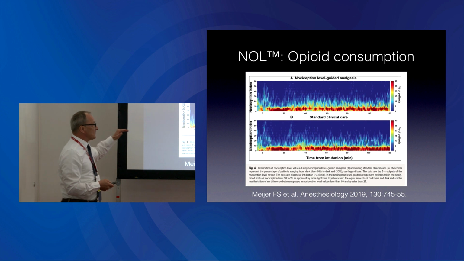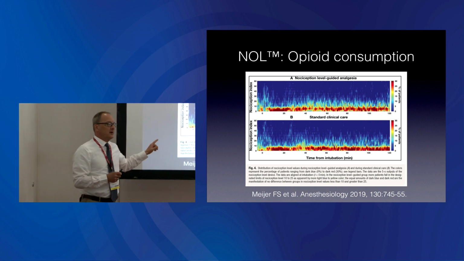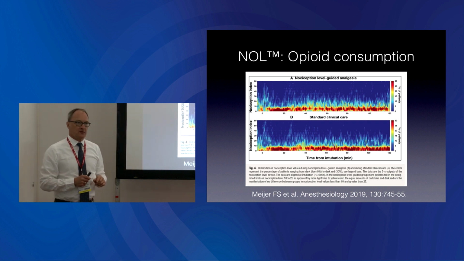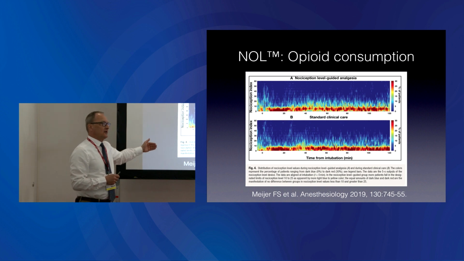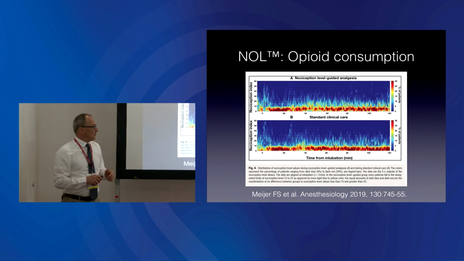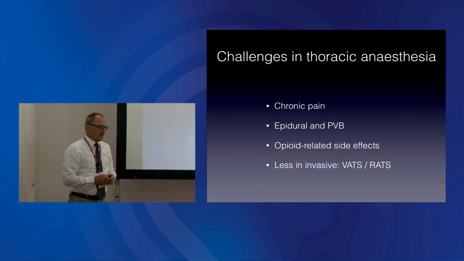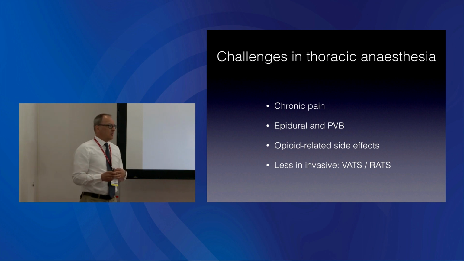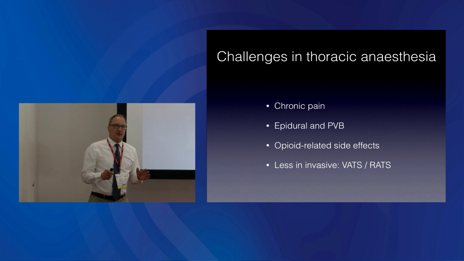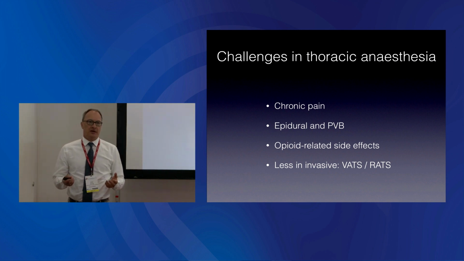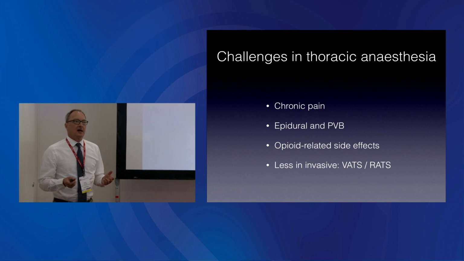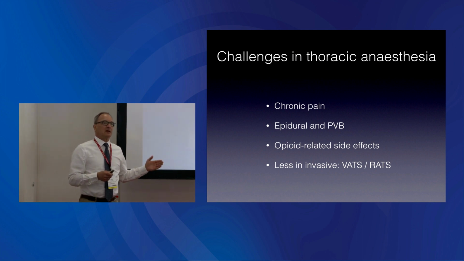Whereas the lower pattern is probably the reason why these patients received more opioids, because by and large they had lower NOL levels. Whether that NOL level of 0 to 10 is of any relevance is probably up for discussion. Now, in thoracic anesthesia, we have various problems. We know it's a procedure that can end up, in a lot of patients, in chronic pain or chronic pain recurrence.